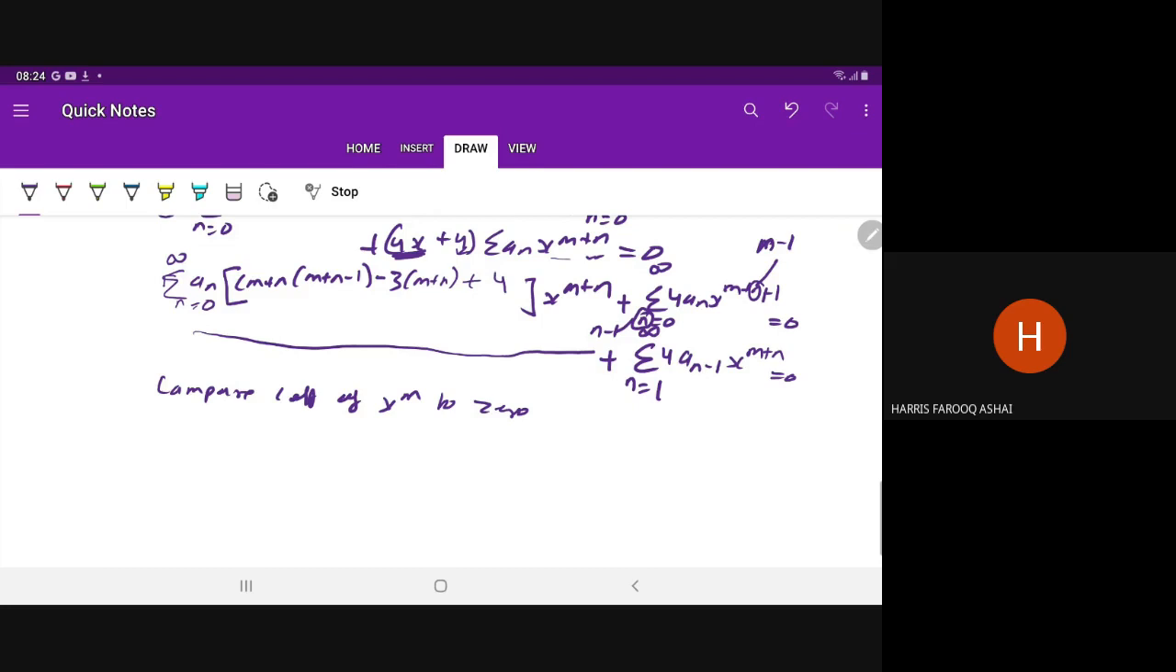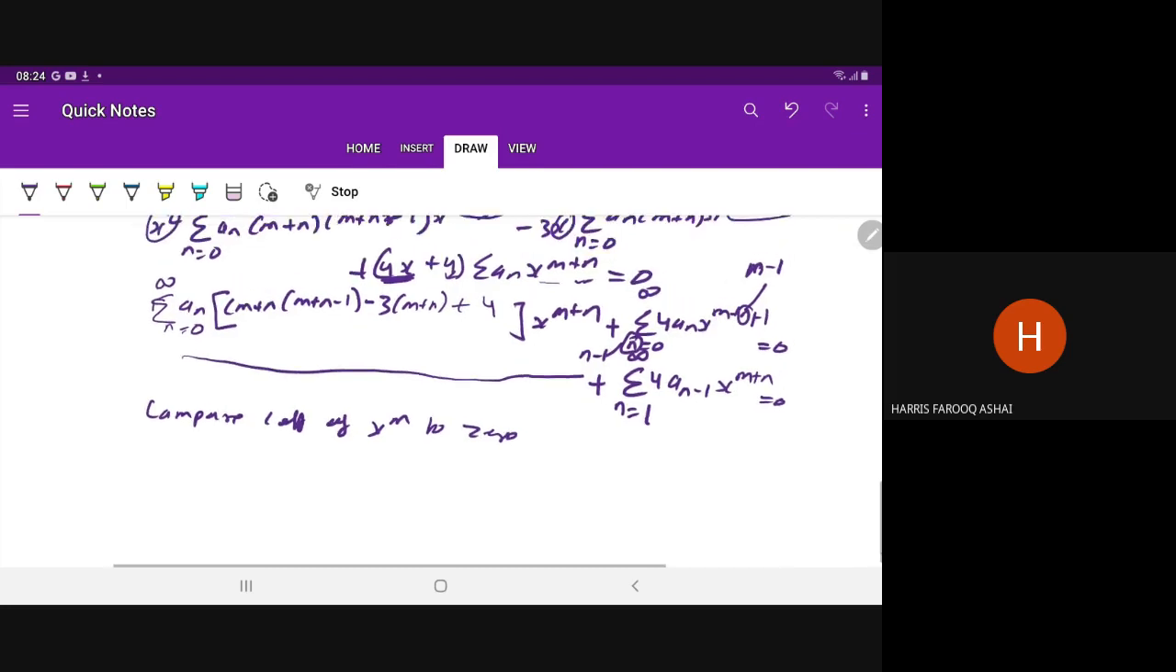So from where will you get the x to the power m? From here you will get the x to the power m. So in this case you will get n is equal to 0. So when we put n is equal to 0, you will have a0 into m into m minus 1, minus 3m, plus 4 is equal to 0.